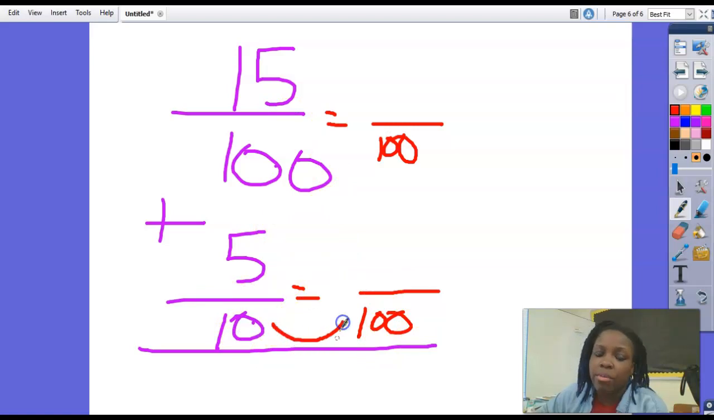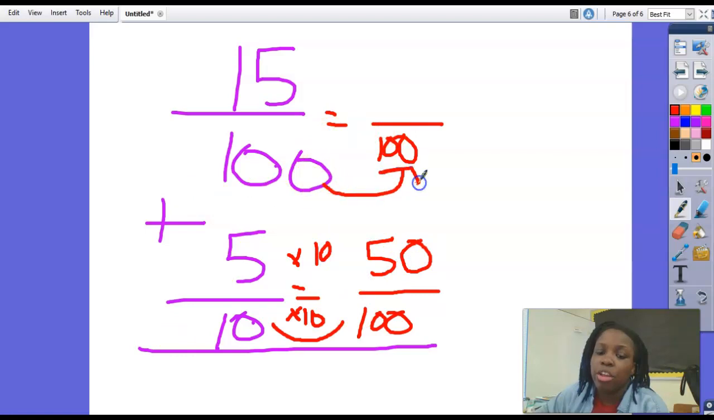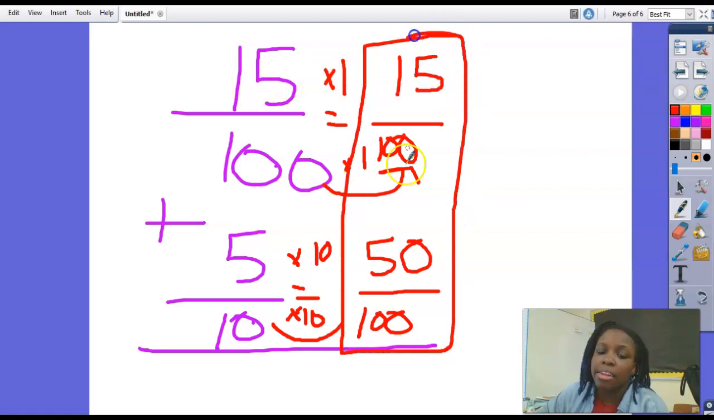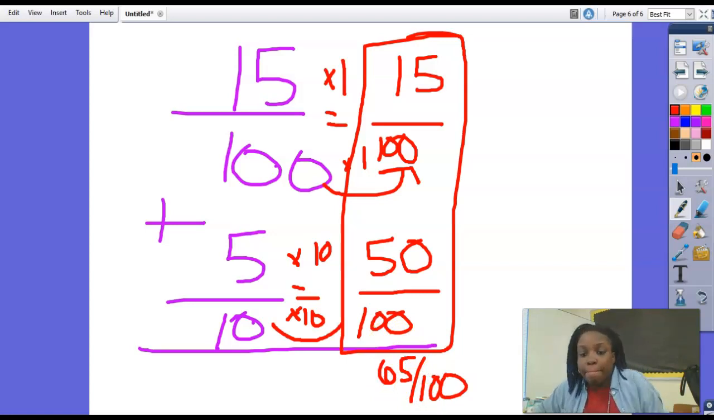So I'm thinking, how do I get from 10 to 100? 10 times what equals 100? Good, times 10. What I do at the bottom, I have to do at the top. So I have to multiply 5 times 10. And 5 times 10 is 50. Same goes here. How do you get from 100 to 100? Times 1. And what you do at the bottom, you do at the top. So 15 times 1 is 15. Now I can add. So I know 50 plus 15 is what? Great, 65 over 100 is my answer.